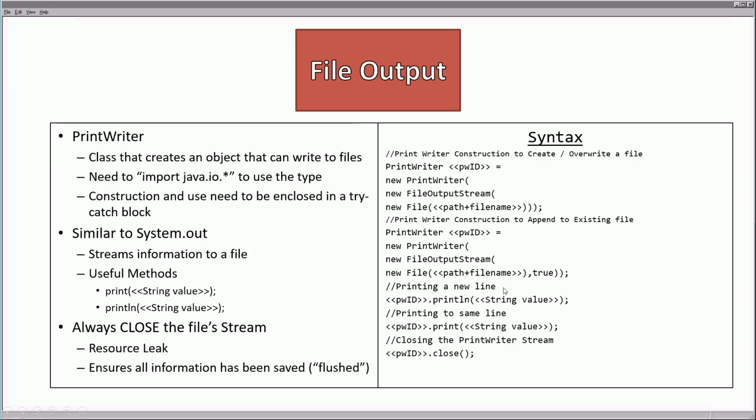Printing to a new line is just like System.out, but we just use the PrintWriter's ID followed by println, and similarly, if we're printing to the same line, we use the method print. Now finally, once we're done with all of the operations on the file, this will close the PrintWriter, thus closing the stream.